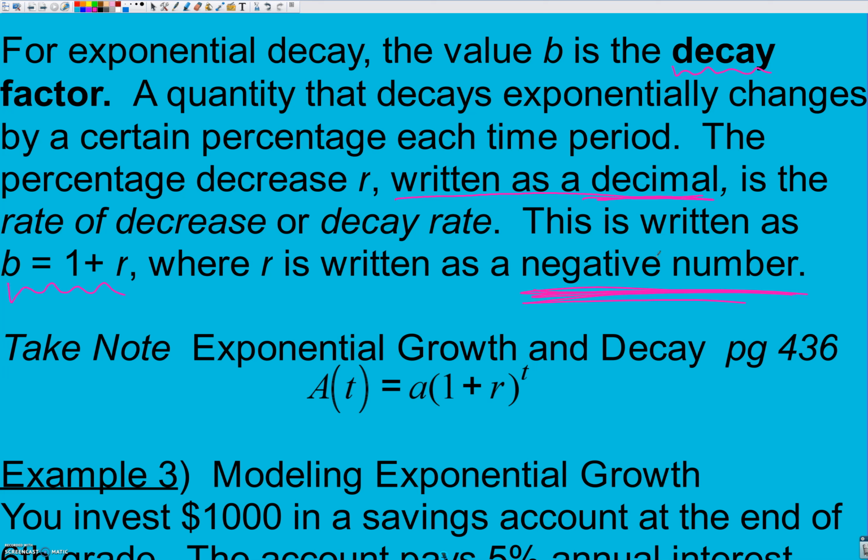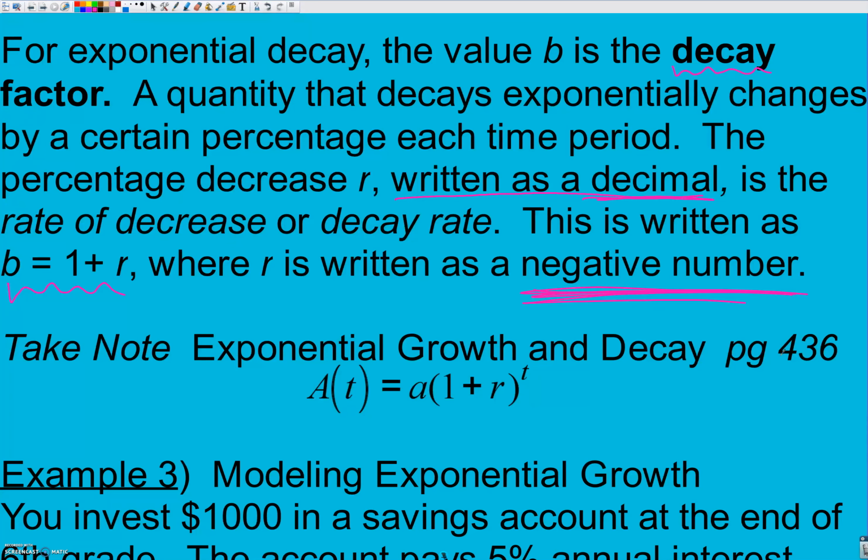Okay, exponential growth and decay on page 436 here gives us our formula. A of t equals a times 1 plus r raised to the t power. A of t is the amount after t time periods. Little a is our initial amount, so where we started. R is our rate of growth or decay, depending on if it's greater than 0 or less than 0. Greater is growth, less than is decay. And t is our number of time periods.